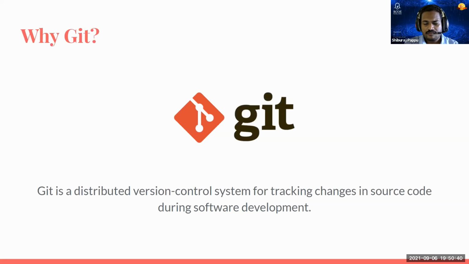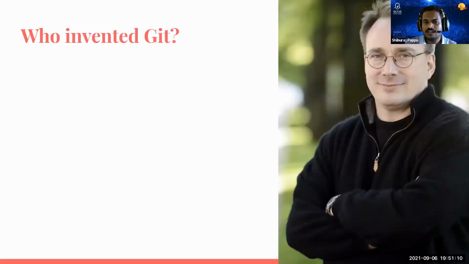The main reason why Git is so famous is because it is a distributed version control system. It tracks your software changes, so source code changes, whatever code you write, it tracks your code. But the main important part that you should consider is distributed version control system. Now I will explain why this is like this, and what is the importance of distributed version control. But before that, let's see who invented Git.